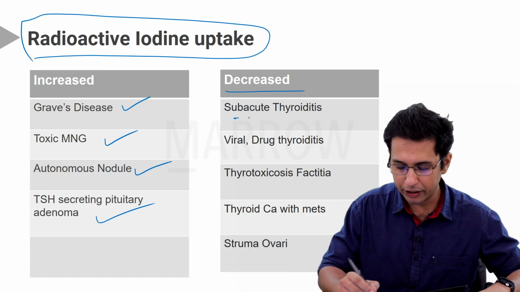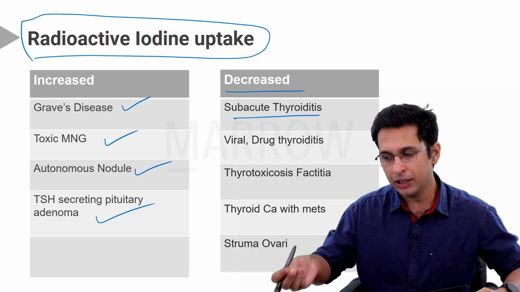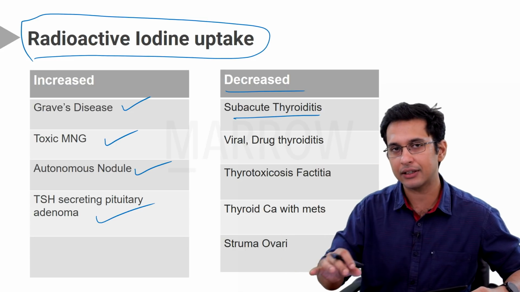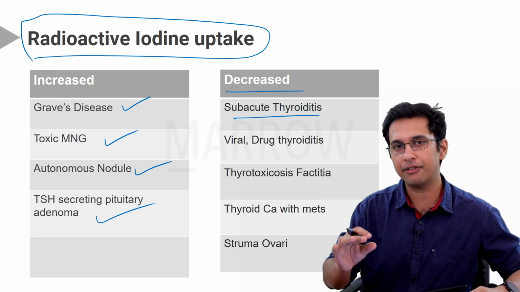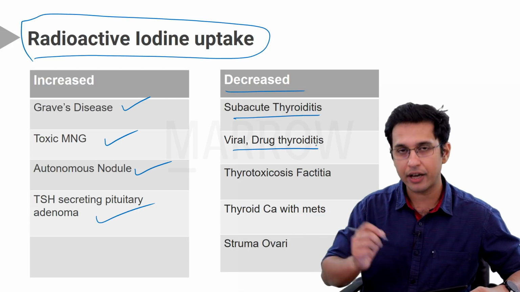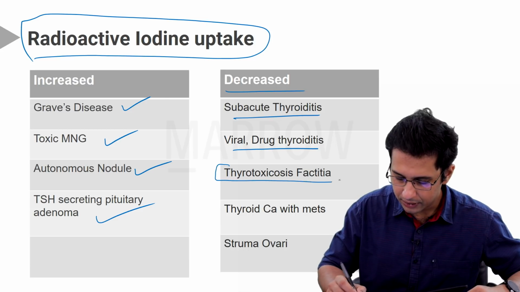Decreased. Subacute thyroiditis. There is a thyroid inflammation. T3 and T4 are thrown out. These T3 and T4 go and suppress TSH. And there is nothing happening. The thyroid shuts down. There is a riot in the factory, hormones thrown out, factory shuts down. Viral drug thyroiditis, same scenario.